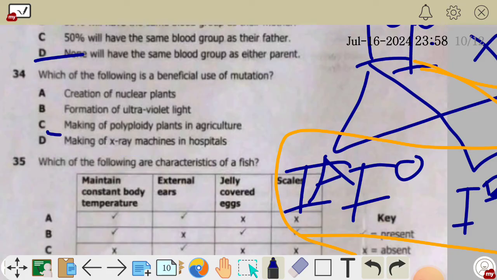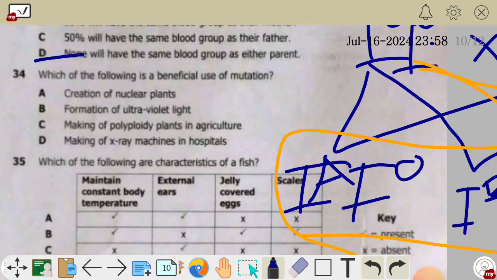So the correct answer here is C, making polyploid plants in agriculture. Here what they do, they will get some genes and mutate them. The chromosomes will be mutated, and then they will form plants which will produce bigger fruits. Then the fruits will be big as compared to the way they are naturally. So that is the benefit of mutations. So the correct answer is C.